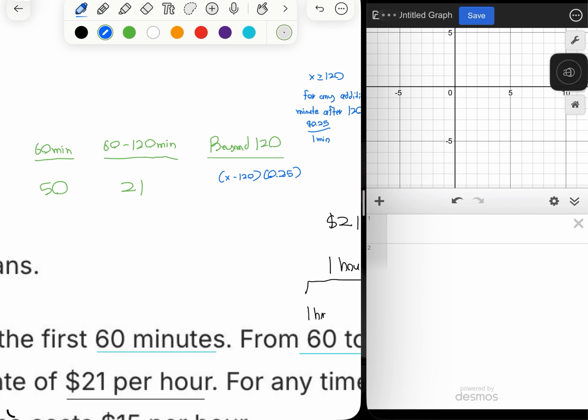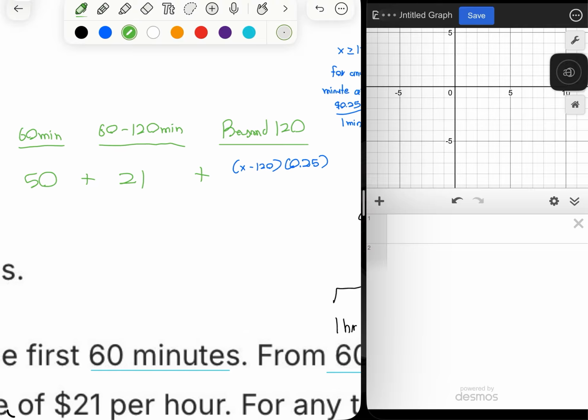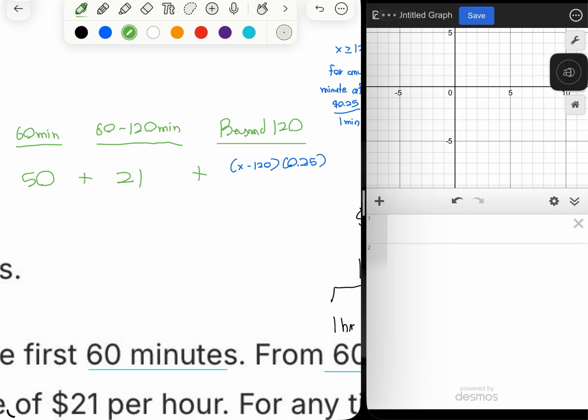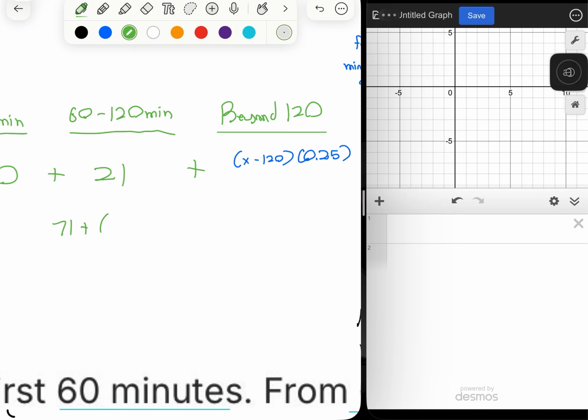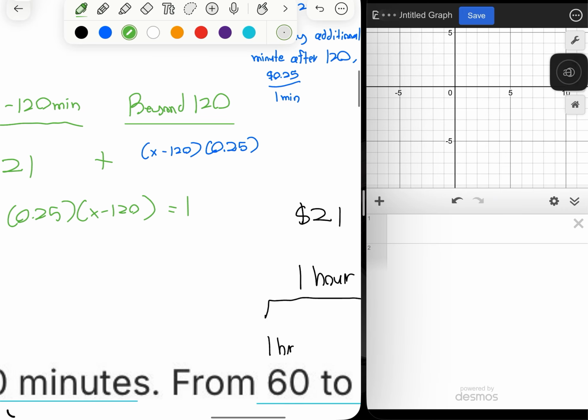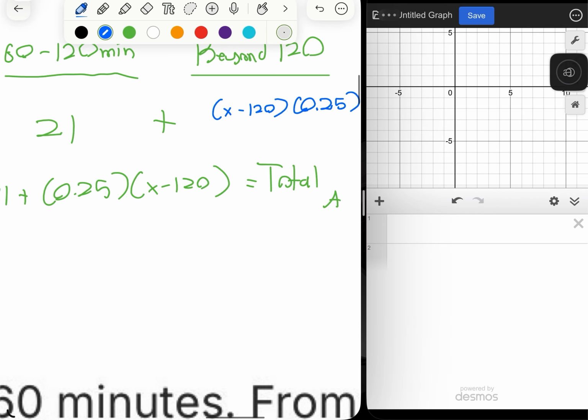So now we have the total costs for each interval, and you have to add them up. You do this plus this. This gives us 71 plus 0.25 times (x minus 120), and that gives us the total for plan A. And once again, this is assuming that the number of minutes is greater than 120.